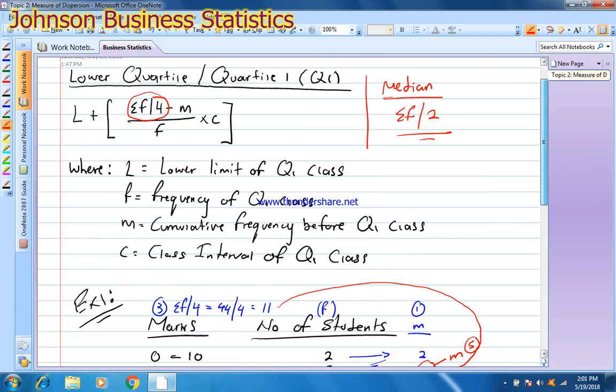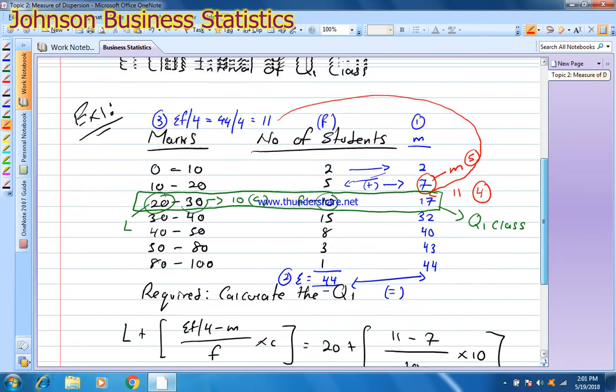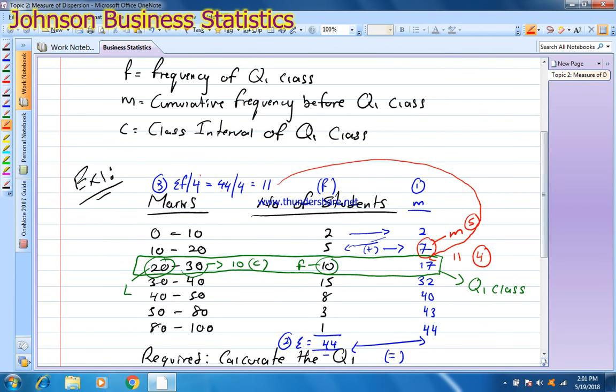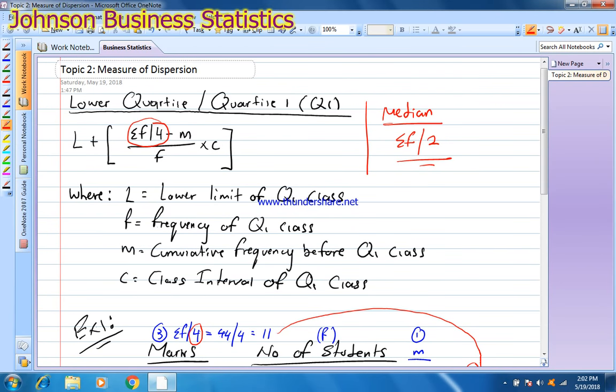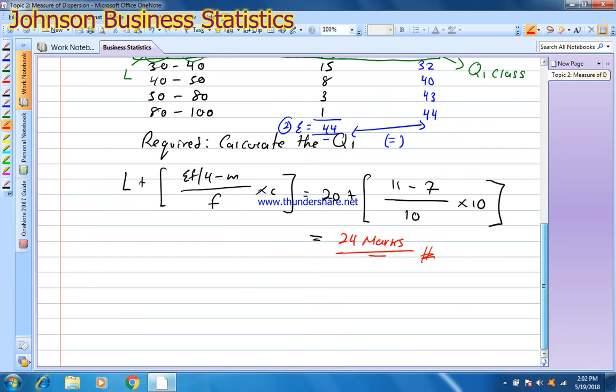The difference in the formula here is you just have to divide by 4. For the median you divide by 2. That's the difference between the median and quartile 1, the Q1 in other words. Let's move on to the next formula.